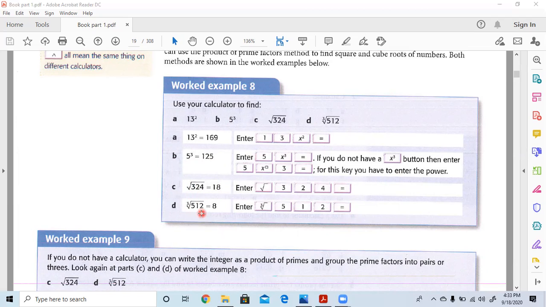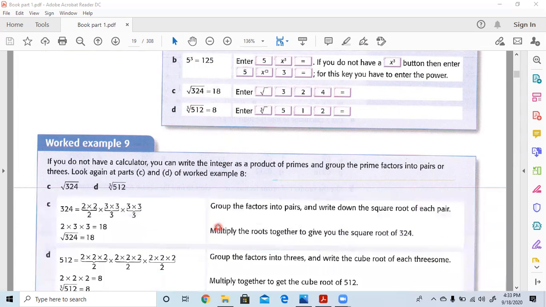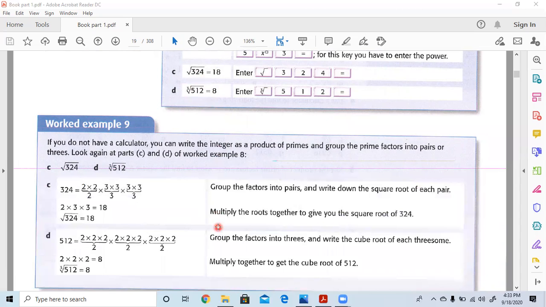512. When you multiply 8, the same number, 3 times, 8 multiply 8 multiply 8, you will get 512. So we write here 8 cube, so this cube cancels this cube root. This exercise is the same, there is no difference here.